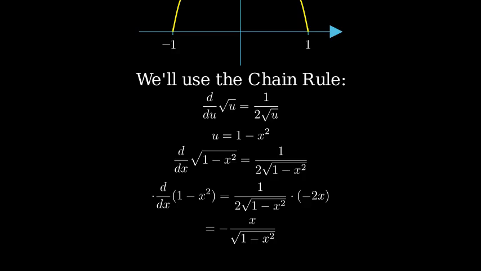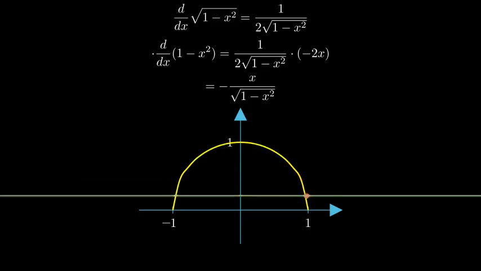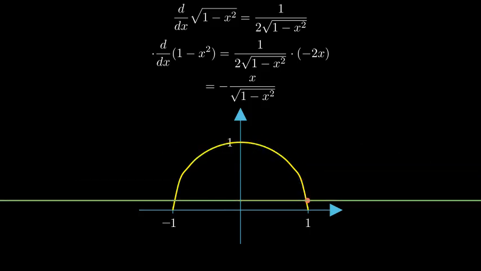Let's visualize what this derivative means geometrically. At any point on our curve, the derivative gives us the slope of the tangent line at that point. Notice how the derivative is 0 at x equals 0, which corresponds to the top of our circle where the tangent line is horizontal. And as we approach x equals 1 or negative 1, the derivative becomes undefined, which corresponds to where our tangent lines become vertical.